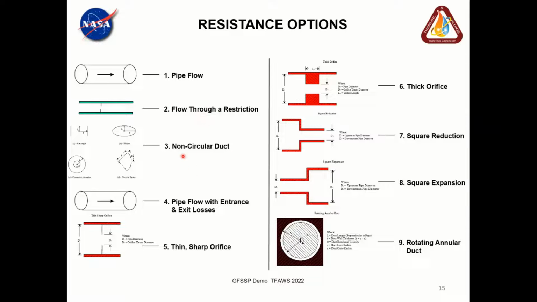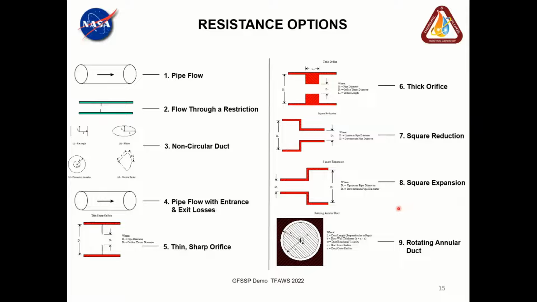Similarly, you have a non-circular duct. It can have different cross sections, and you can define any type of non-circular duct. Now, there is a pipe flow with entrance and exit losses. So in one branch, you can handle not only the pipe, but also the entrance and the exit losses. And there are a couple of incompressible flow options. This is called a thin sharp orifice, and then you have a thick orifice. You have reduction or expansion.